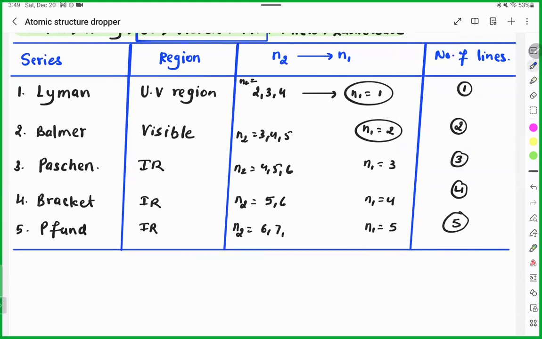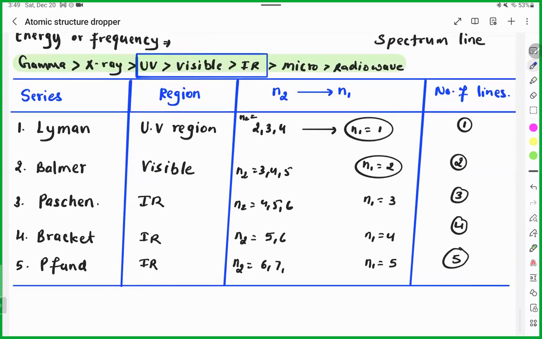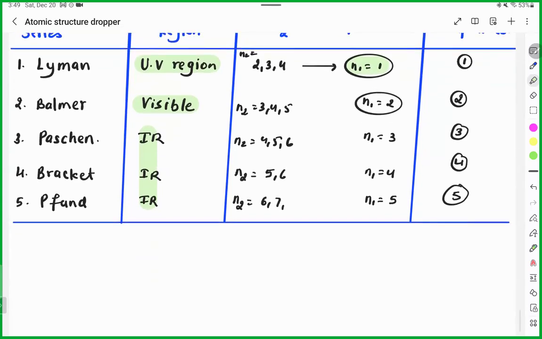This is the series where you see which radiation is produced in which region. There is some data you can correlate here. The last 3 radiations are produced in infrared, and the sequence is according to energy. Highest energy in Lyman, then Balmer, it will reduce, and then infrared. According to this series, their N1 value will be different, and the number of spectral lines will be according to the N1 value.